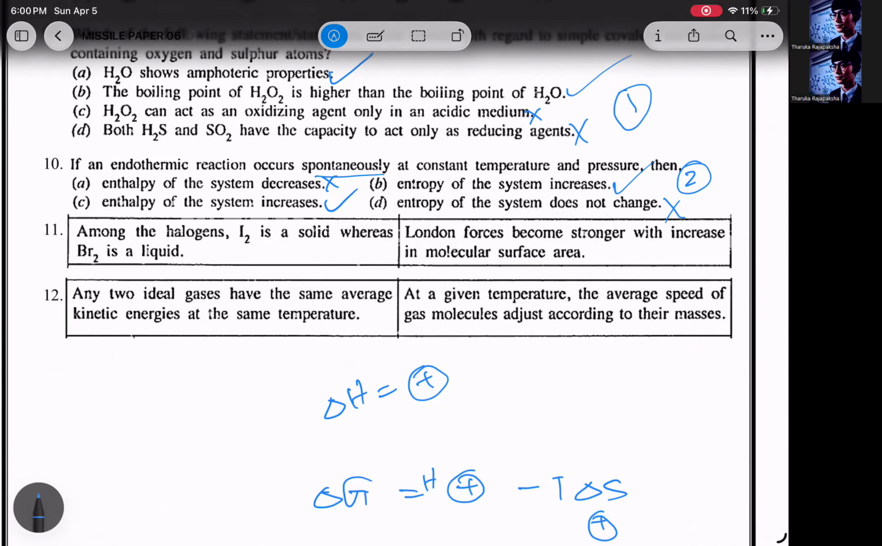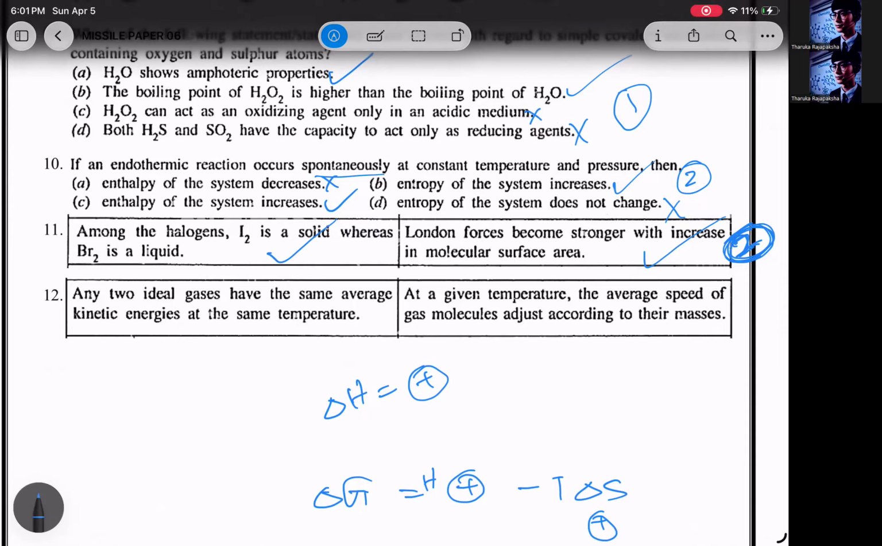Then the 11th one, among the halogens, I2 is a solid whereas Br2 is a liquid. Yes, of course. London forces become stronger with increasing molecular surface area. That's correct. Here actually it's not about the molecular surface area. Here it's about the molar mass because I2 has a larger molar mass than Br2. I'll go for answer number 2 here.